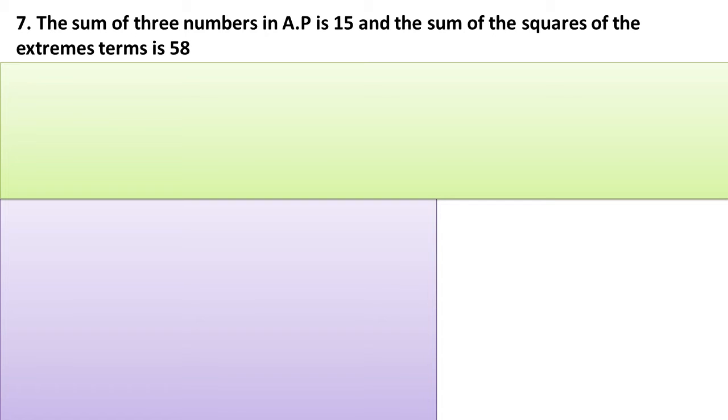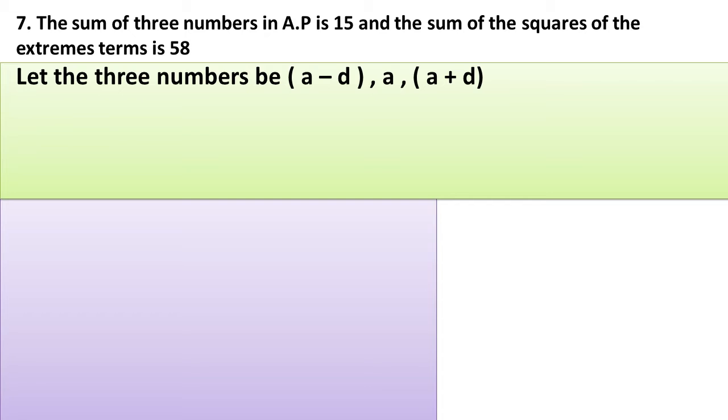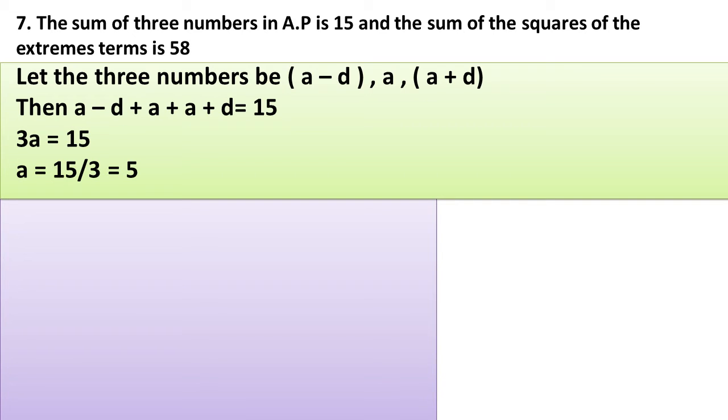Question number 7. The sum of 3 numbers in AP is 15 and the sum of the squares of the extreme terms is 58. Find the numbers. Let us consider the 3 numbers as A minus D, A and A plus D. Their sum is equated to 15, then the value of A will be equal to 5.